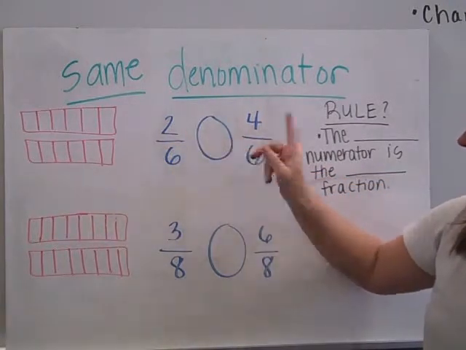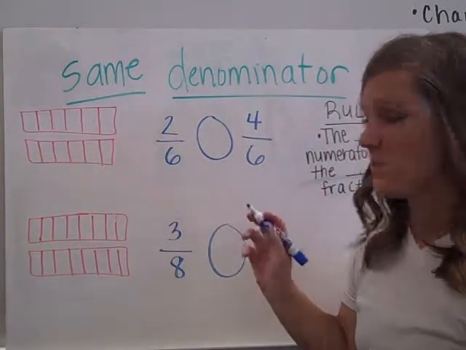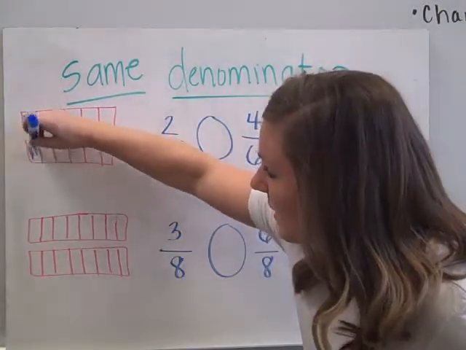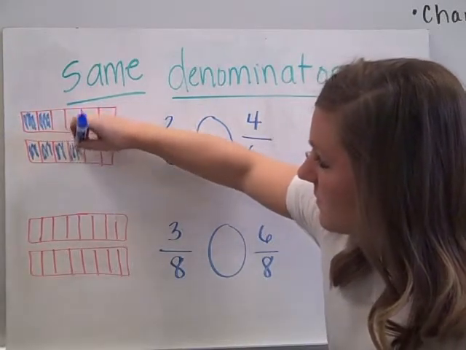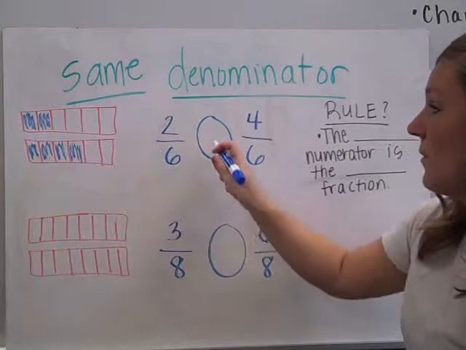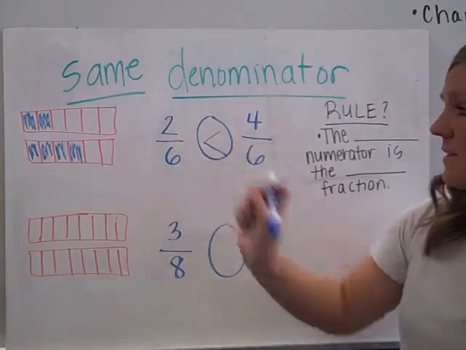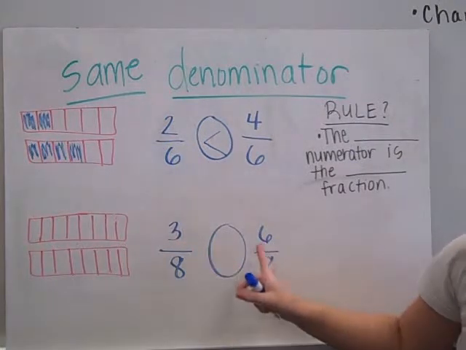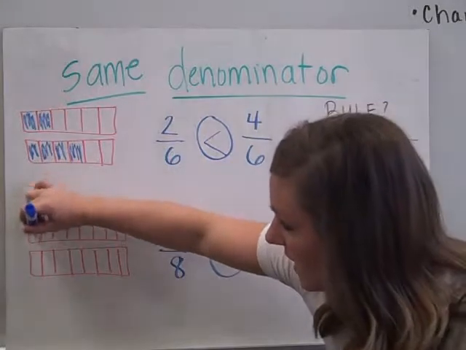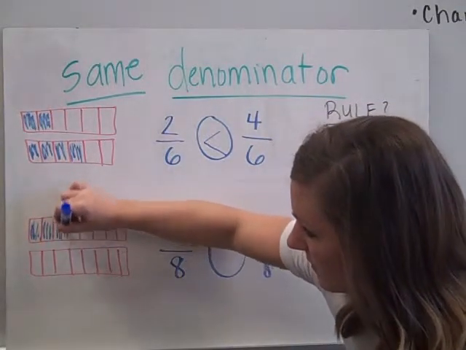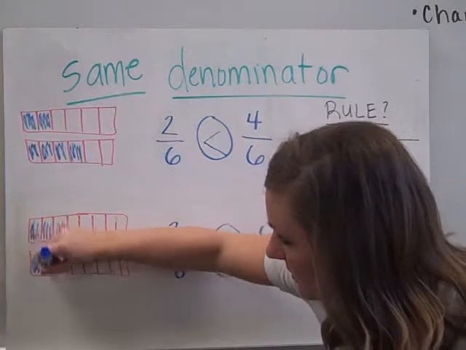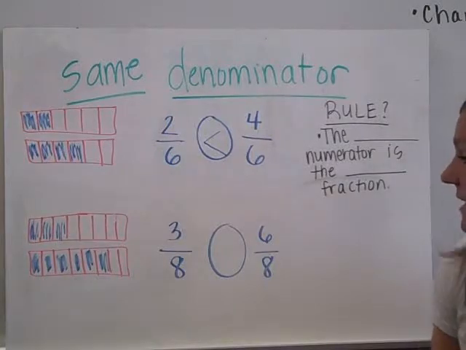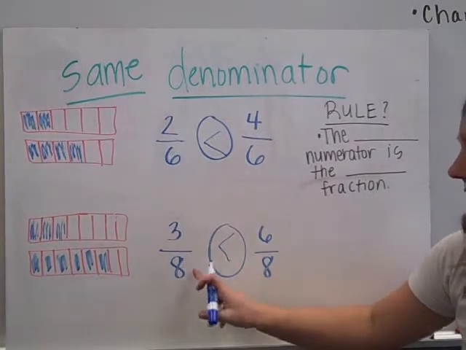I have 2/6 and 4/6. So the first thing I'm going to do is use my drawing strategy and shade in 2/6, and then I'm going to shade in 4/6. Okay, visually I can tell that 4/6 is more than or greater than 2/6. Moving down here, we're going to look at eighths, 3/8 versus 6/8. So I will shade in 3/8 and then 6/8. Okay, and it's very easy to tell that the 6/8 is larger than the 3/8.